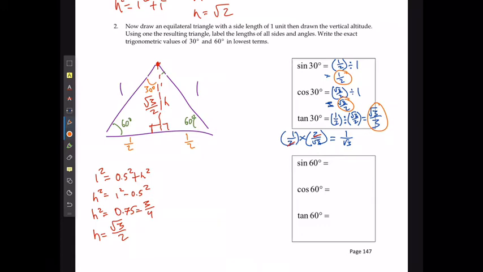When I do it from the 60, well, suddenly the opposite is now going to be root 3 over 2, and the hypotenuse is going to be 1, which means that sine 60 is the same as cos 30. It's root 3 over 2. Cos 60 is going to be the same as sine 30, 1 over 2. And tan 60 is now going to become root 3 over 2 divided by 1 over 2, which just becomes root 3.